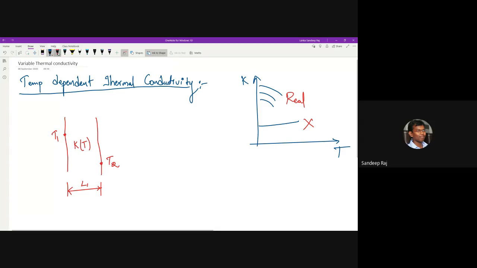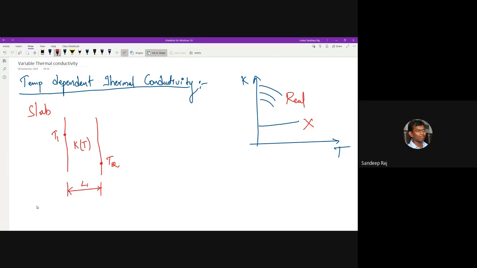What I'm doing is taking a simple slab. On the slab, I'm taking temperature T1 on one side, T2 on the other side, and the thickness is L. The material has a thermal conductivity, and this thermal conductivity is not a constant. With respect to temperature, it is varying. That is, K is taken as a function of temperature. So K is going to vary with the temperature. That's what I am going to consider here.